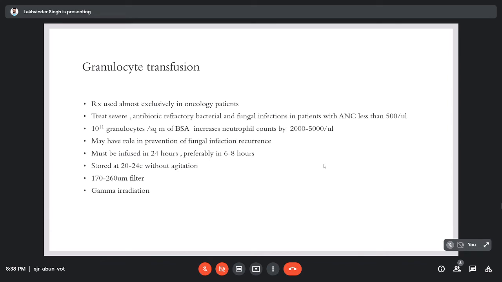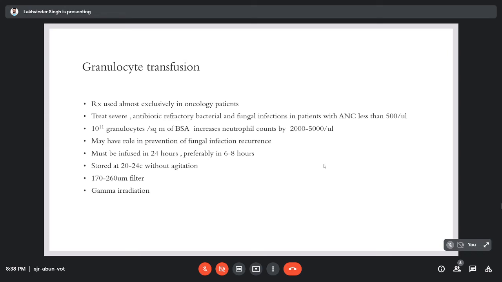Next comes the granulocyte transfusion. From the WBCs, the granulocytes are transfused. Nowadays, lymphocytes are being used for the treatment of cancer, but I won't be discussing that component because it's a highly specialized component, CAR T cell therapy and all. Granulocytes, mainly the neutrophils, we are taking. It is almost exclusively for oncology patients.